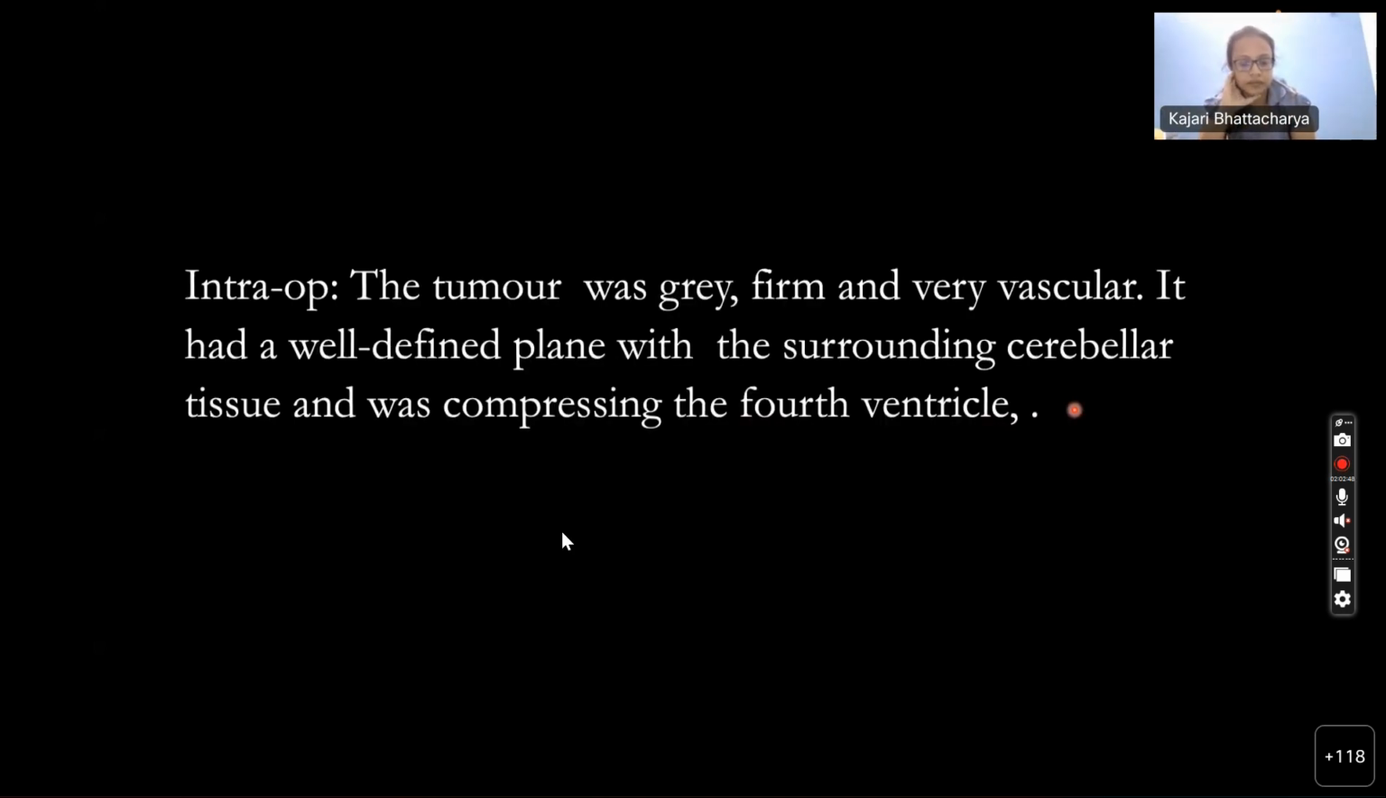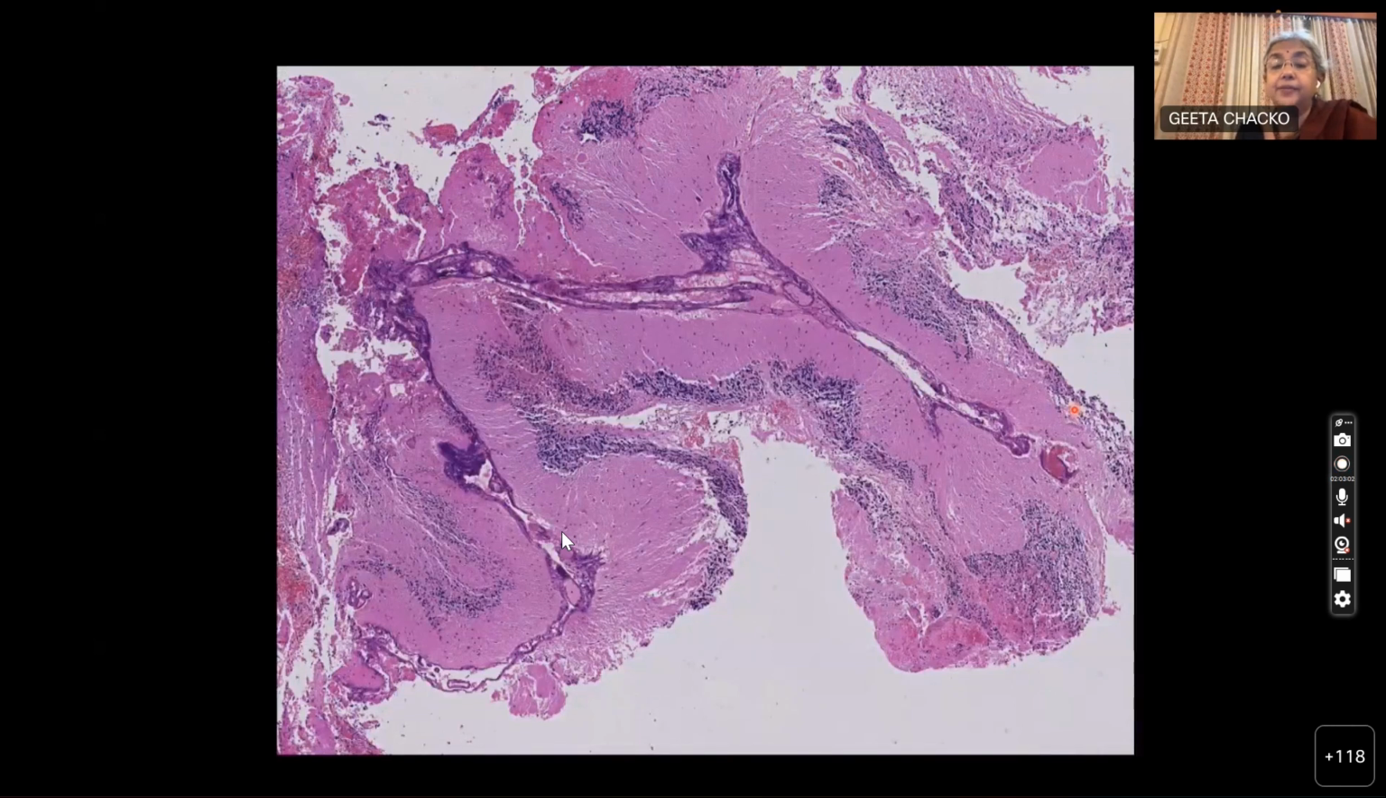Kind of focus on that. Yeah. So what we had here was a very vascular tumor. Surprisingly, it had a well-defined plane, but was also arising from the vermis, but there was a clear plane of demarcation in some areas of the tumor. So let's go on to the slides, Shatabdi.